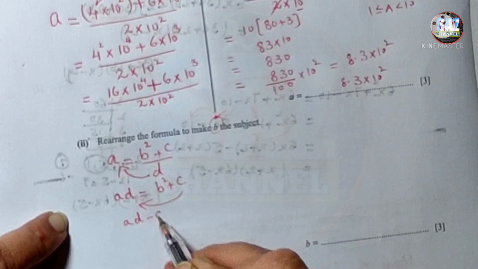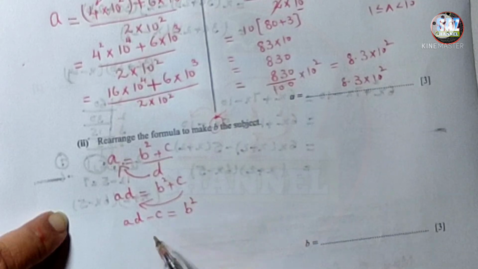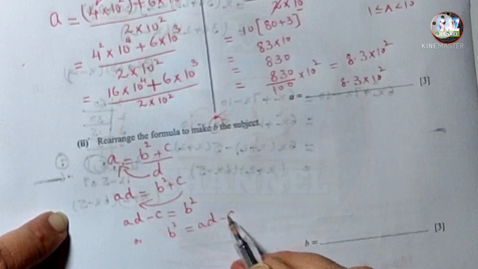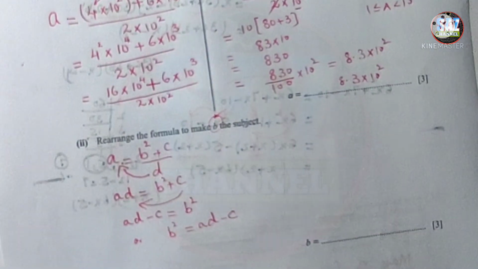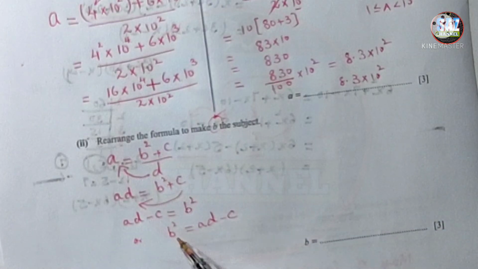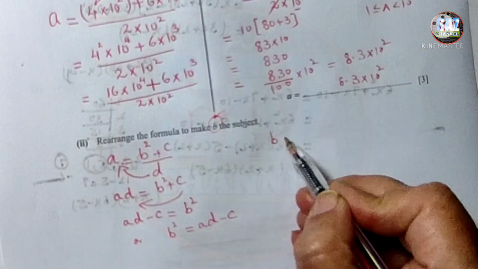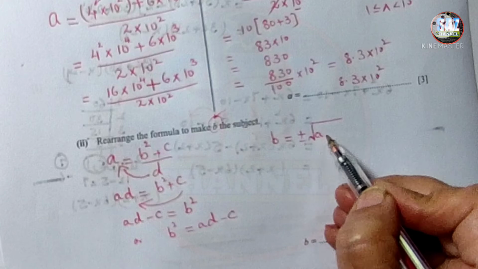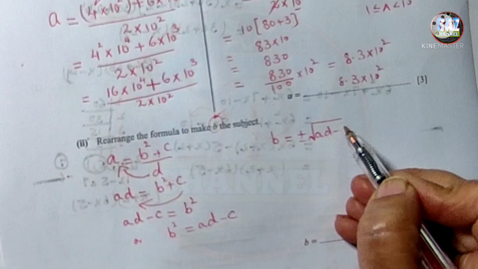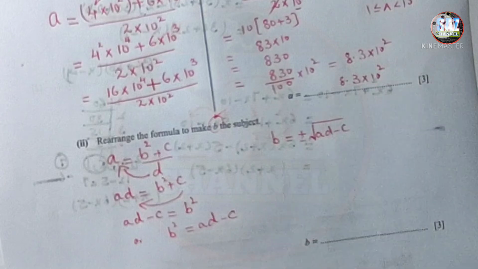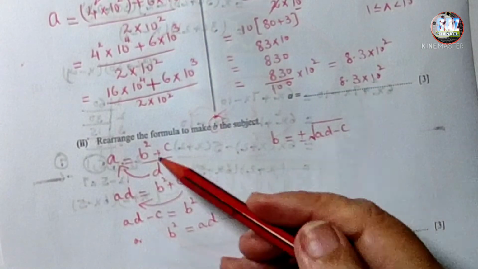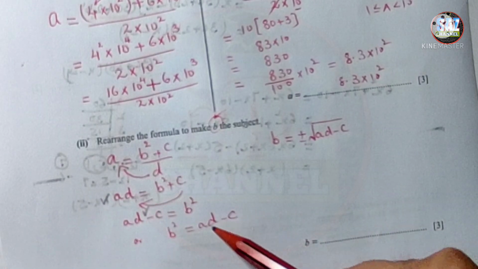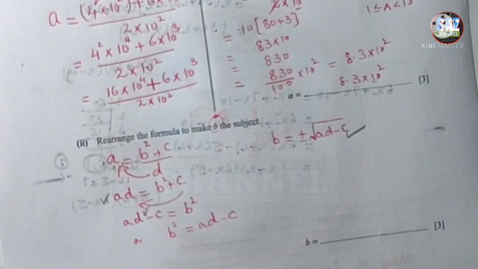It will become AD minus C equals B square, or what we can do is B square equals AD minus C. Somehow we have isolated our B, but we need the value of B, it's B square. So what we have to do is take the square root on both sides, so it will become B equals square root of AD minus C, with a plus minus sign. Let me reconfirm this: I'm shifting D to the other side, B square plus C, then I'm subtracting it, and then I have to take the square root of this.